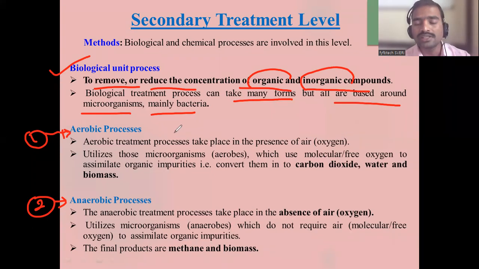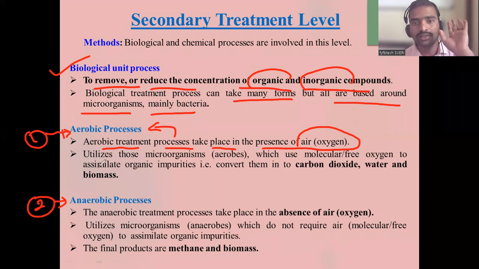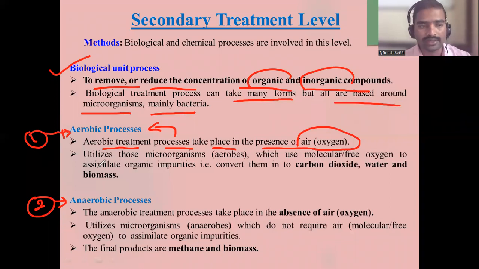If the reaction is taken without the help of oxygen, then that is called anaerobic. The aerobic treatment process takes place in the presence of oxygen or air. That's why it is called the aerobic process. So which material is converted into which material in the aerobic process?